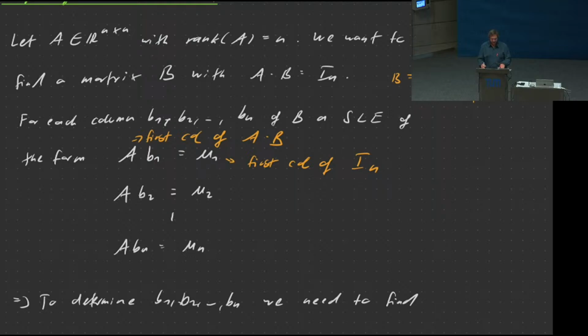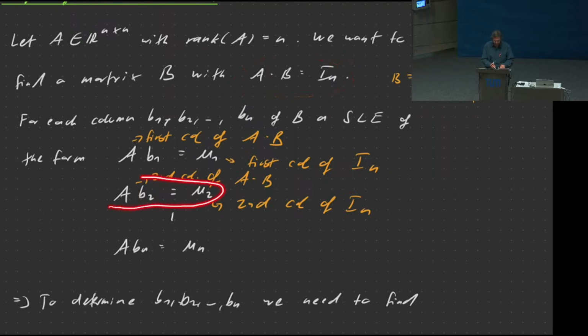Same thing holds for the second column. The second column of the outcome is determined in this way by using A times the second column of our B, right? So that's going to be the second column of A times B. And similarly, this u2 is the second column of our identity matrix IN. And of course, those two need to agree if this equation is to hold. So that means we also need to satisfy this equation here. And the same holds for all the other columns up to the last one. So this is the equation for the last column of B.